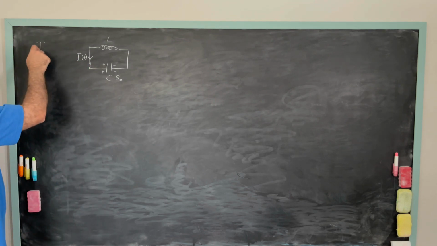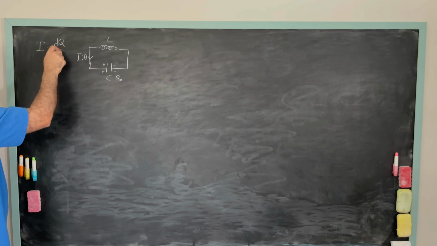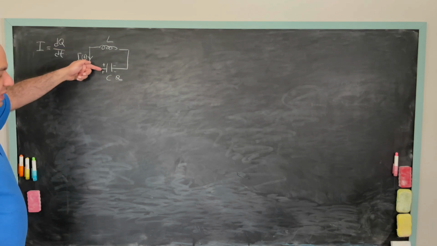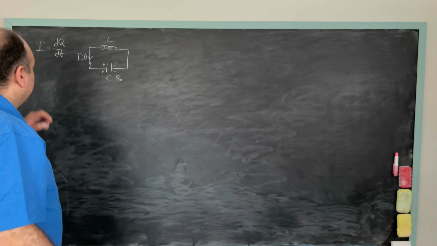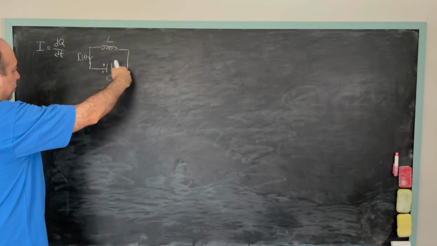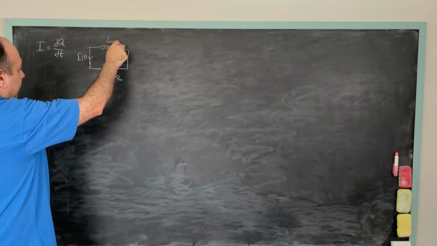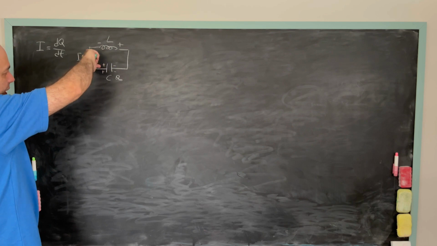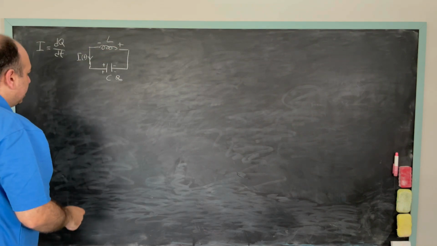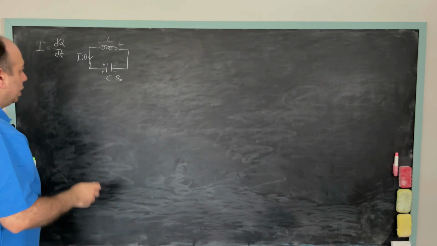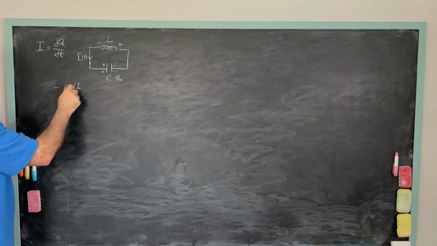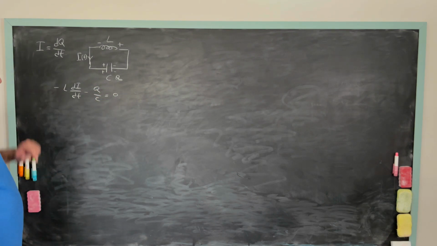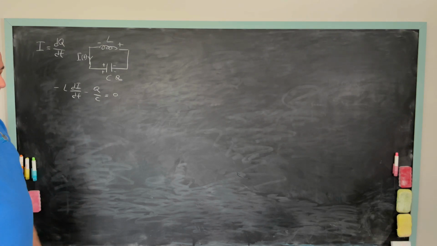As we know, the current can be written as dq over dt in this case, because this is the positive terminal and the current is feeding the positive terminal. Now if this is the direction of current and the current is increasing, we will have a potential drop across the inductor as we move like that, and a potential drop across the capacitor. So the differential equation we want to solve is minus L di over dt minus Q over C is equal to 0.